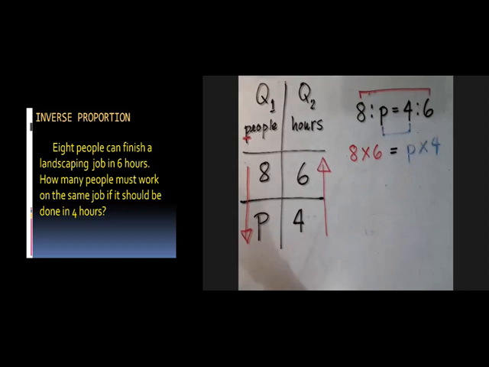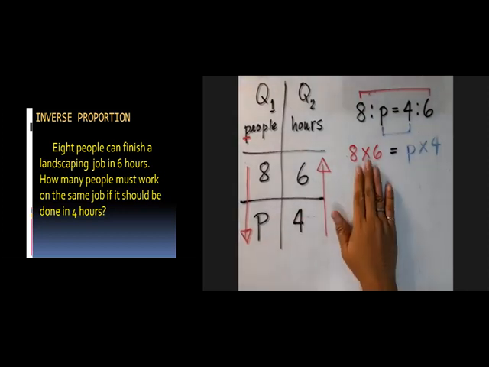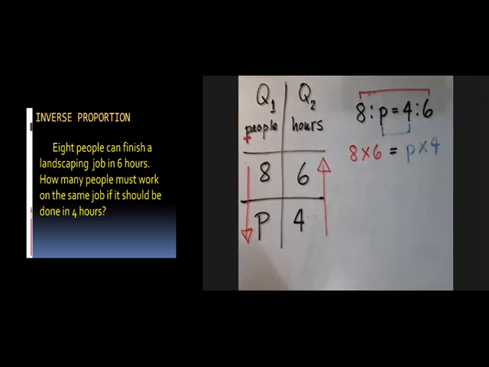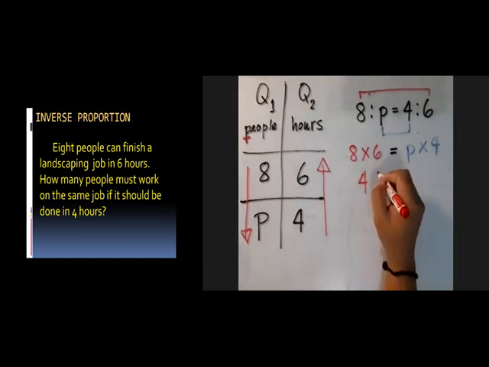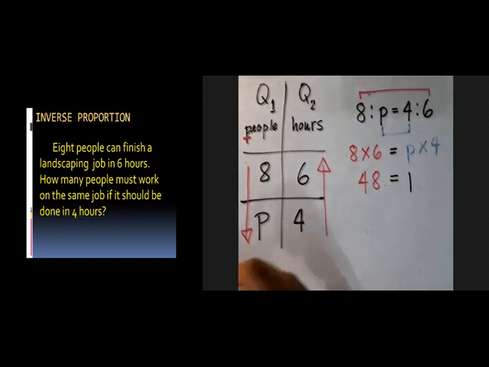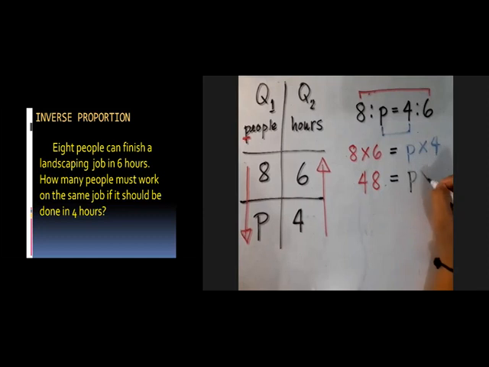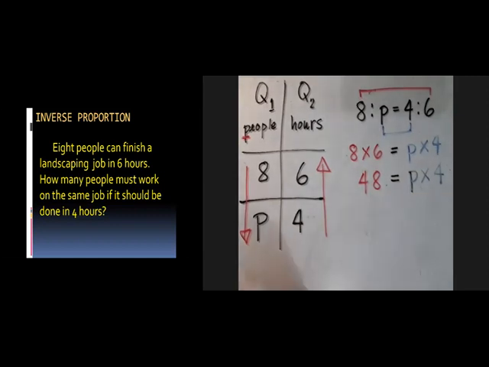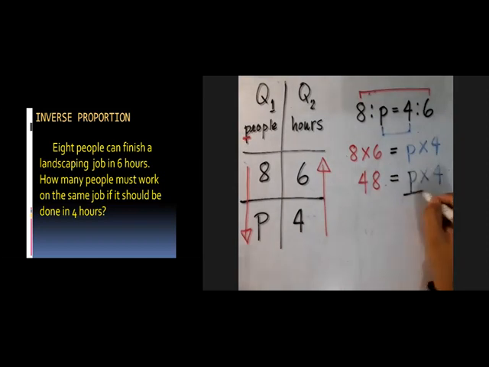Now, let's now solve for the side na puro numero. That's 8 times 6. And 8 times 6 is 48. And dahil yan ay proportion na, 48 should be equal to P times 4. Okay? Now, how do we solve for P? Since P is multiplied by 4, we can divide both by 4. So, i-divide natin both by 4.